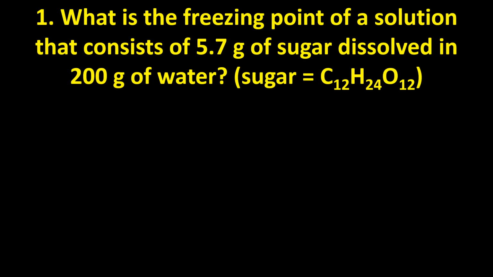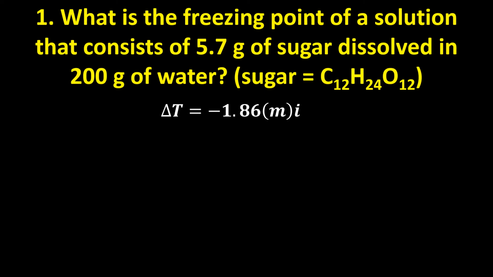Question number 1. What is the freezing point of a solution that consists of 5.7 grams of sugar dissolved in 200 grams of water? So what we need is the freezing point depression formula, and here it is, where m is the molality and i is the number of ions or particles that would dissolve.